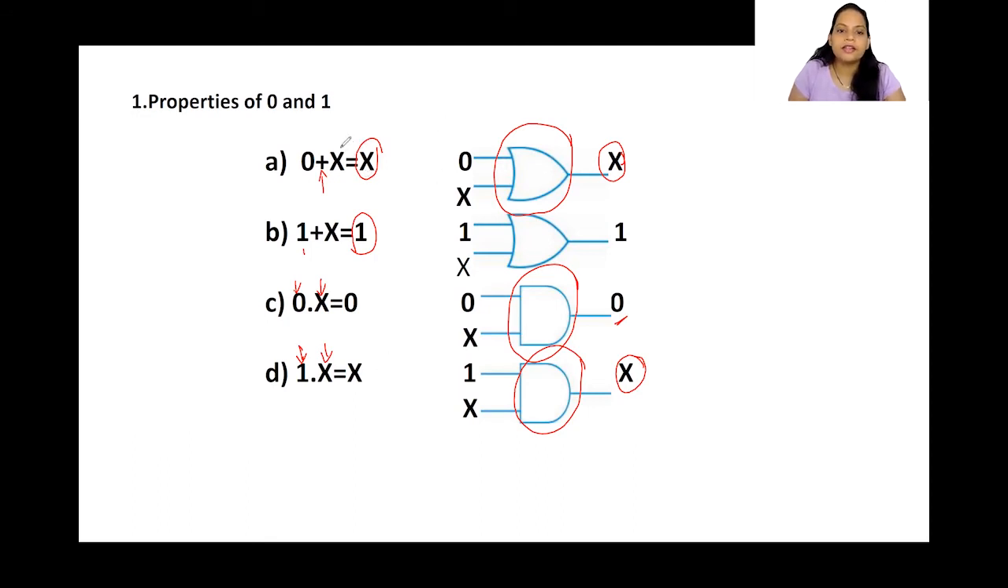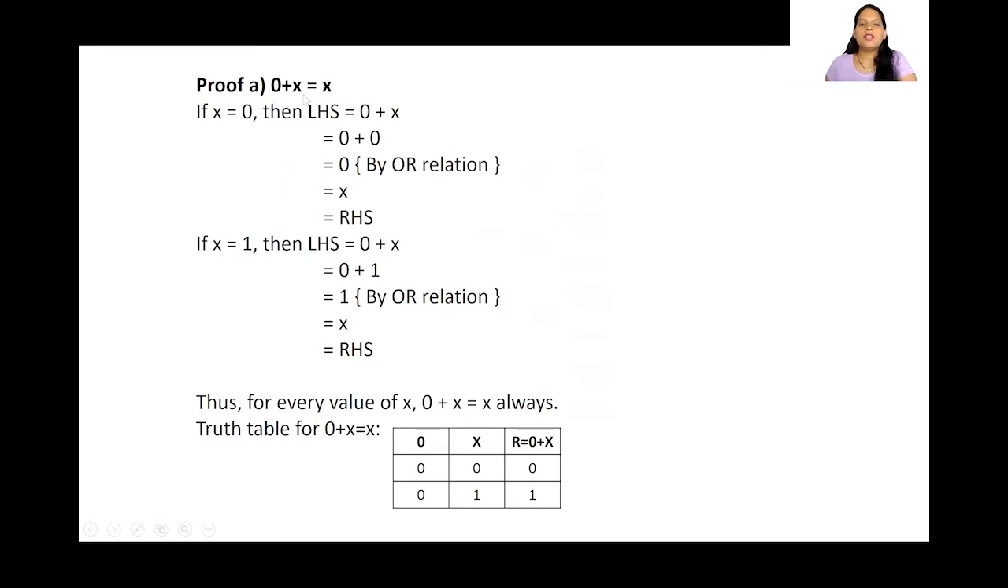Is this correct for all the values of x and y? This is what we are going to see. First one, which is saying 0 plus x is equal to x. So how is it that we are getting this value?